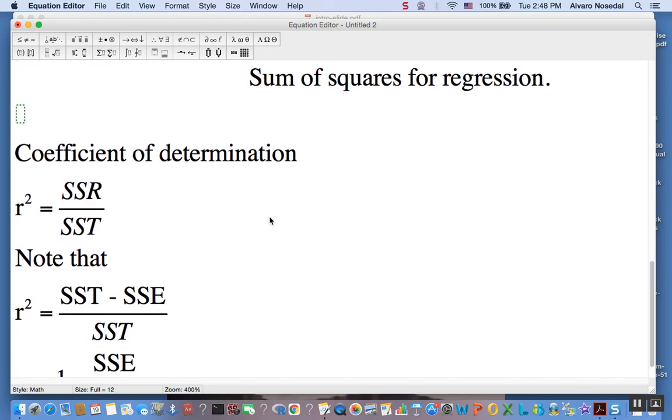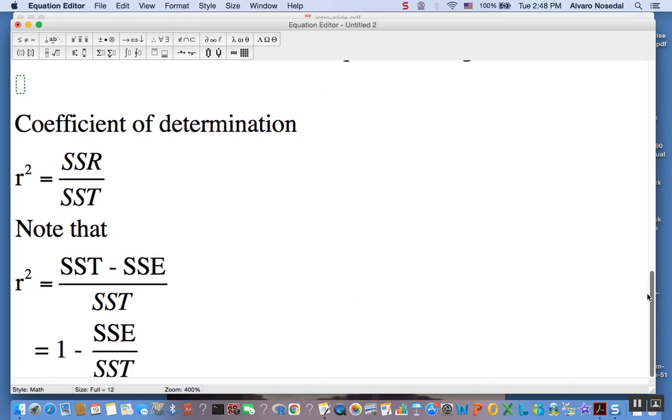So if you substitute that here and then do the algebra, it would be SST divided by SST minus SSE divided by SST, 1 minus SSE over SST. That would be the coefficient of determination, R square. Okay, and the coefficient of determination can be interpreted as the proportion of the variation in y that is explained by the regression relationship of y with x.